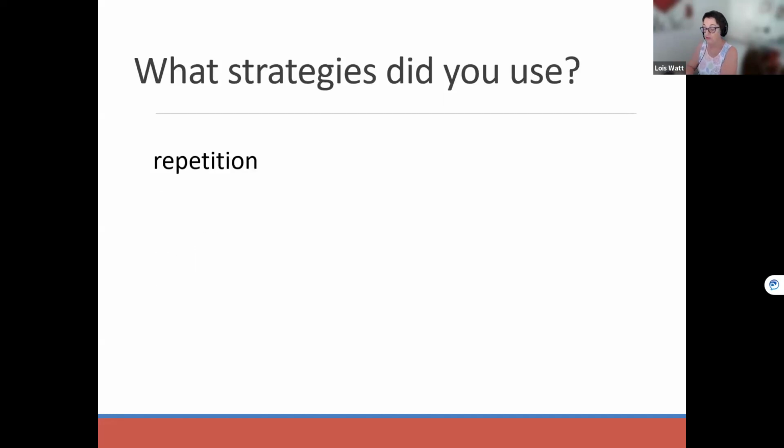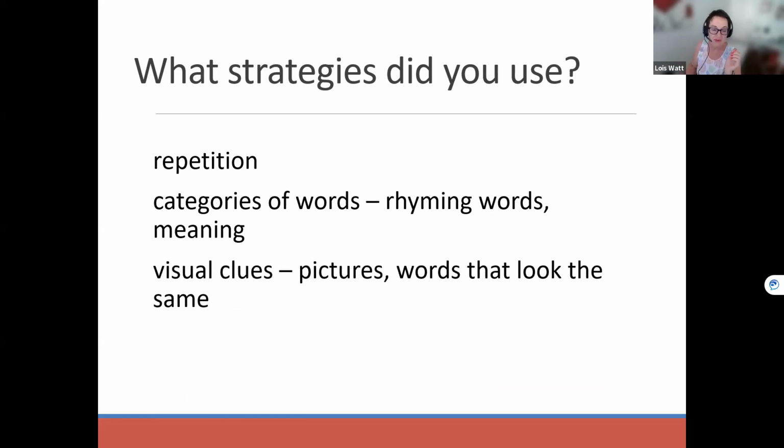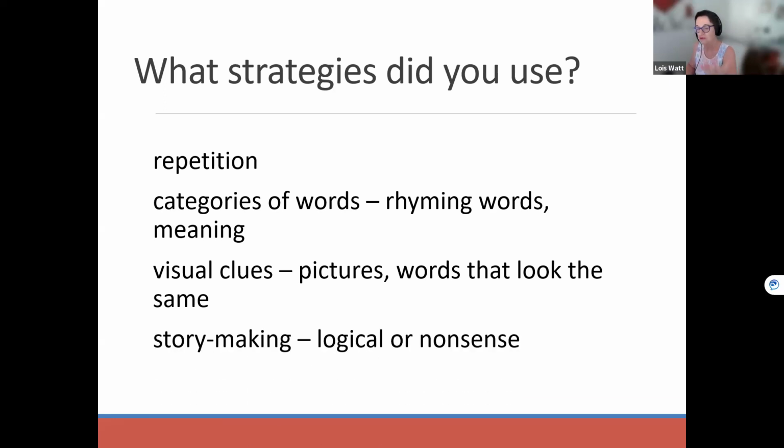So what strategies did you use? Repetition, like the log and the cog. Categories of words, rhyming words and meaning. So one meaning has another. This time I did it differently than what I'd done last time. I said Lennon had a dog who had a pink poo, and it was Pongi, and he had to go to India to meet Gandhi. And then I ran out of ideas because I got a bit silly, and then I was lost after that. So it does need to have some meaning. Visual clues, pictures, words that look the same. Story making, logical or nonsense.